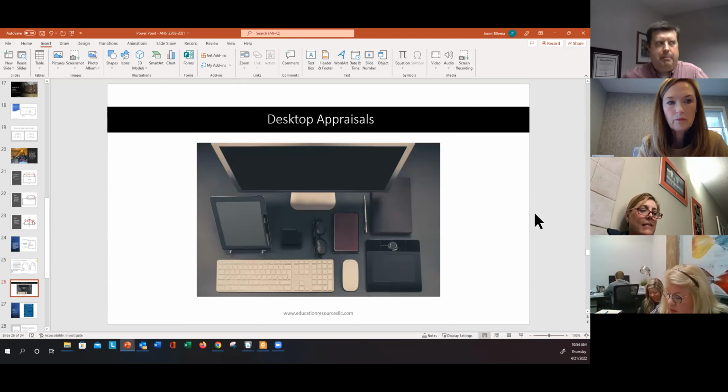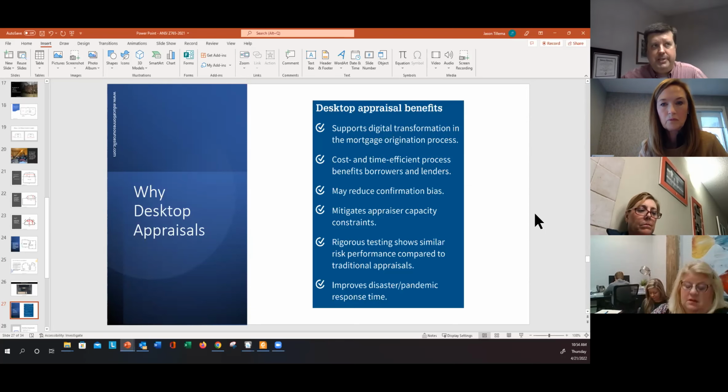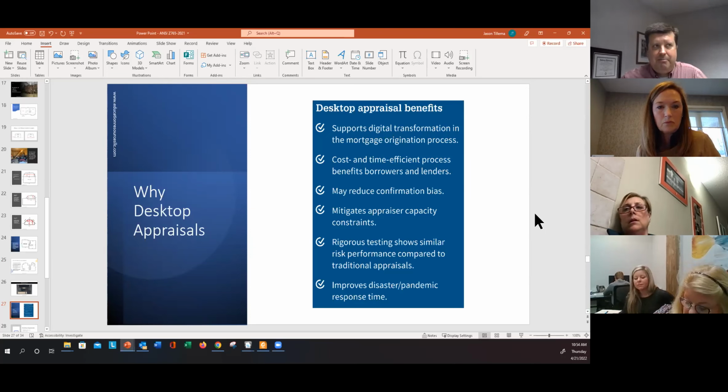All right, desktop appraisals. We're not going to spend as much time on this, but I do want to go over it real quickly here. As far as Fannie Mae is concerned, desktop appraisals have some benefits. It supports the digital transformation in the mortgage origination process. Cost and time efficient process benefits borrowers and lenders, and I cannot disagree more with that statement.